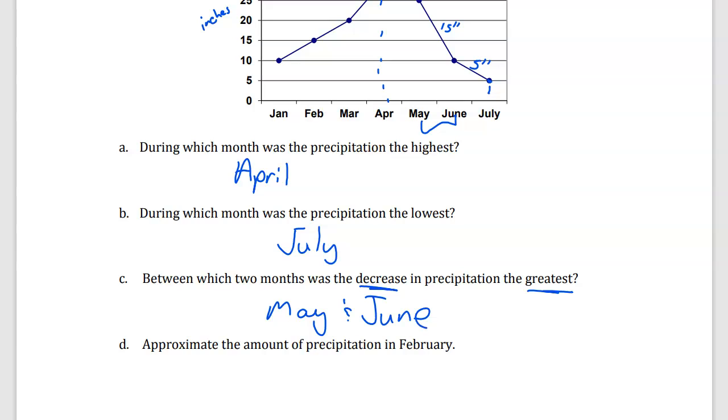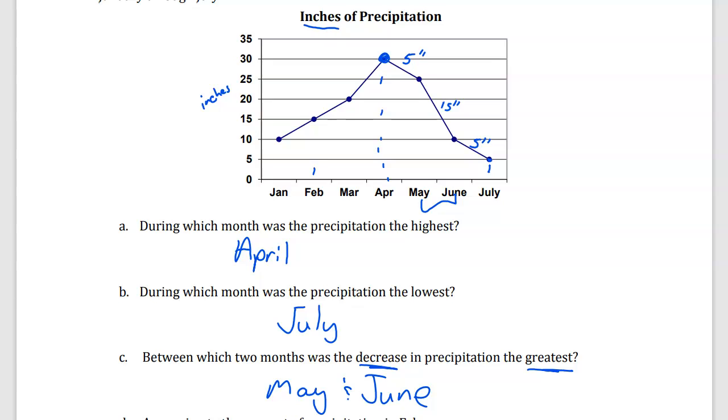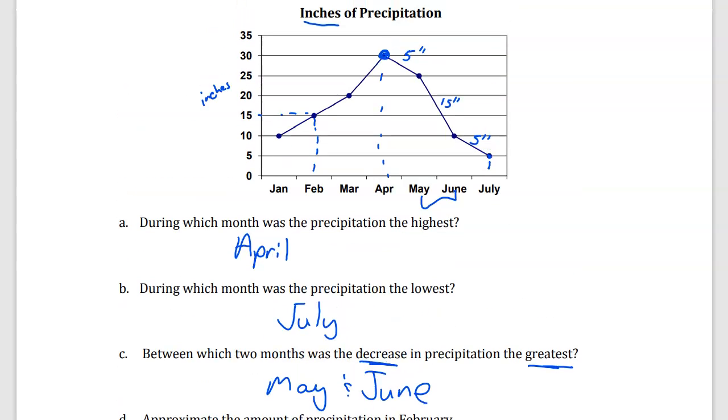Approximate the amount of precipitation in February. So we go to February and we follow it up, and that's going to be about 15 inches. And so this is looking at a line graph in which we are interpreting that data.